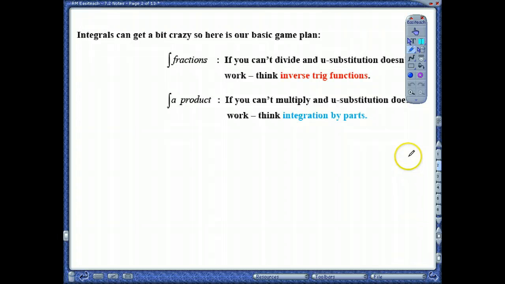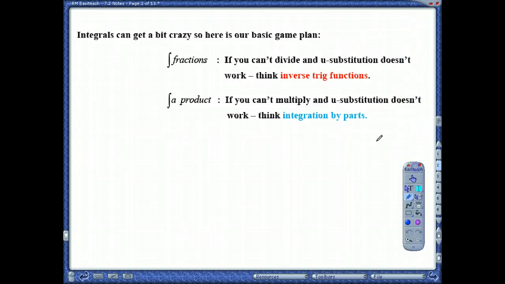All right, so here's our game plan, basic. When you look at integrals of fractions, at this point right now, if you can't divide it, you can't do a U substitution, you're going to think those inverse trig functions. We are going to learn one additional method for integrating fractions. If you have a product and you can't multiply it yourself, you can't use a U substitution, then you're going to think integration by parts. So when we first started integrals and I had said we don't have a product rule, we don't have a quotient rule, we kind of have things that will help us with those same things in integrals.